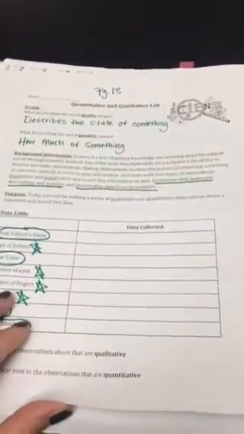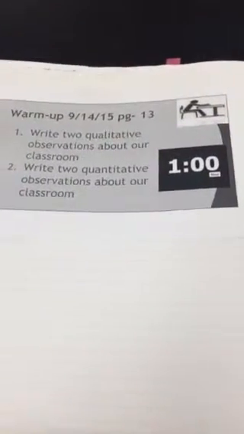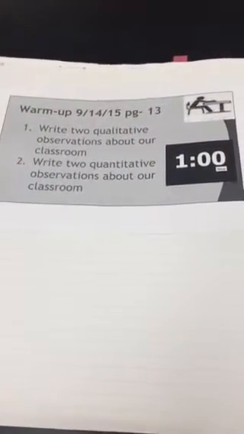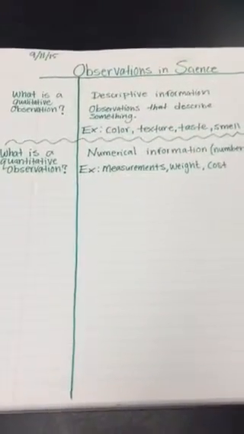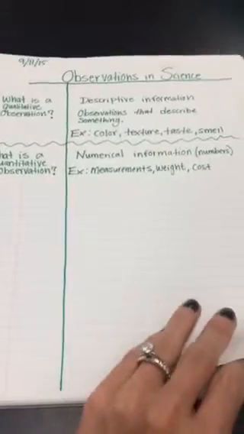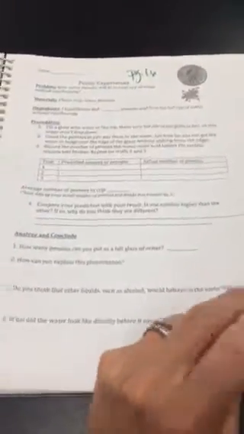On page 13 is the qualitative quantitative lab, and also a warm-up from the 14th. On page 14 is Observations and Science Notes, what is qualitative and quantitative data. On page 15 is the Mythbusters handout where you identified the steps of the scientific method, and on page 16 was the penny experiment.